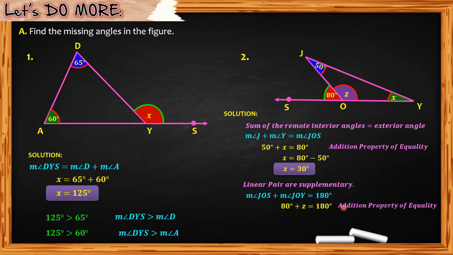Then apply the addition property of equality. We are going to add to both sides the additive inverse of positive 80 degrees, which is negative 80 degrees. So we are going to cancel 80 degrees on the left side. We have the remaining Z equals 180 degrees minus 80 degrees on the right side. So the value of Z is 100 degrees. So 100 plus 80, we have 180 degrees. So they are supplementary.